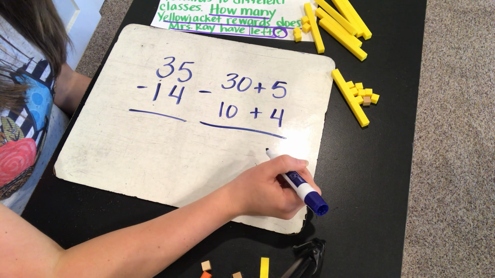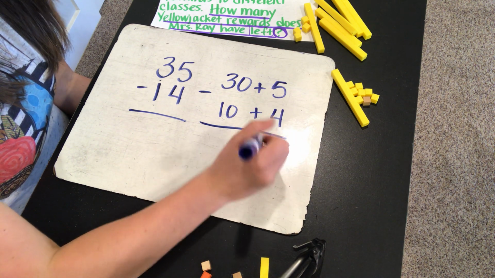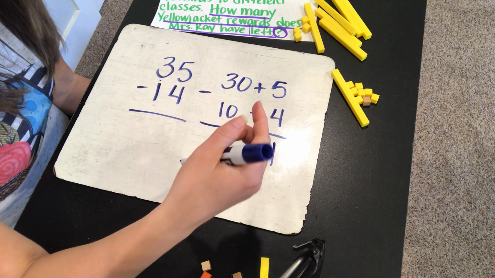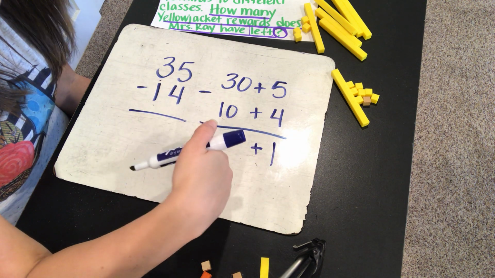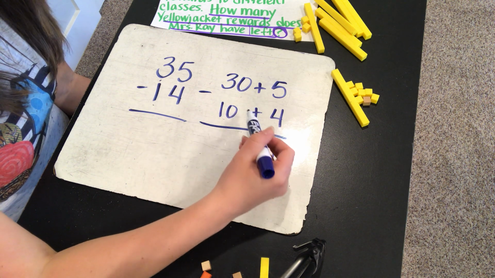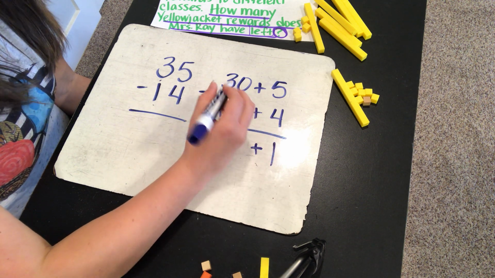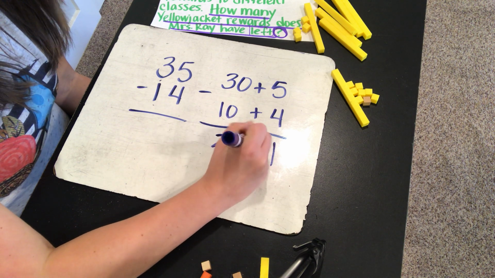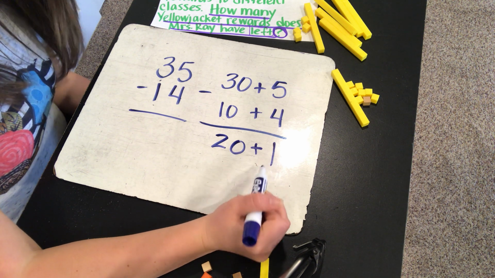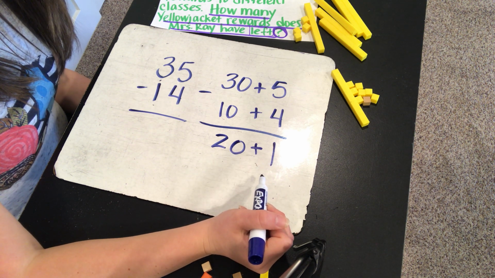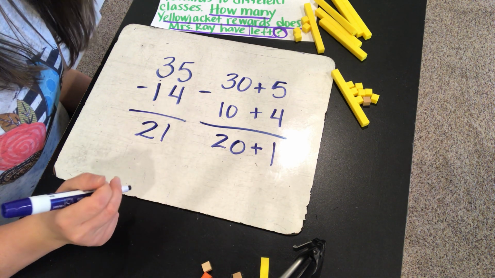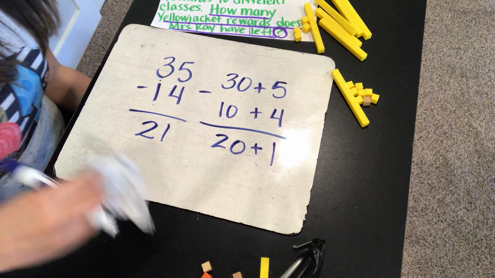5 minus 4 is 1. We bring down our plus sign here. 30 minus 10. So if we're counting backwards by tens, what comes next? Think about it. 50, 40, 30, 20. 30 minus 10 is 20. All right, and now to figure out the answer to 35 minus 14, we just have to add these two numbers together. What is 20 plus 1? 20 plus 1 is 21. So 35 minus 14 is 21.